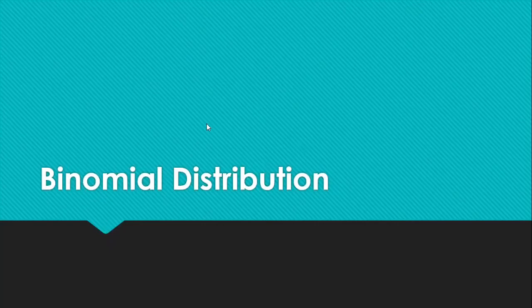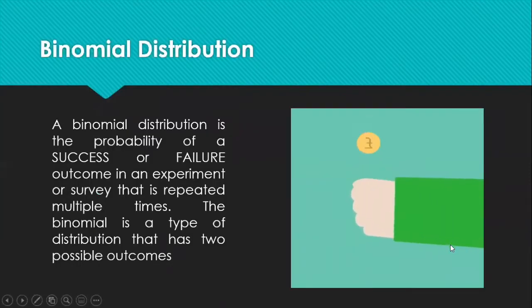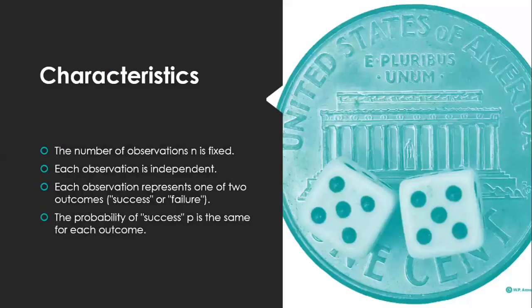Binomial distribution. A binomial distribution is the probability of success or failure outcome in an experiment or survey that is repeated multiple times. The binomial distribution is a type of distribution that has only two possible outcomes.